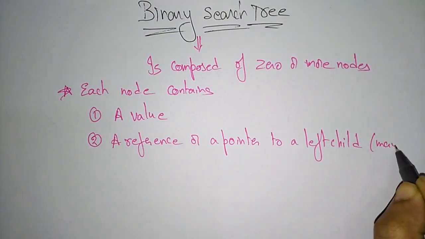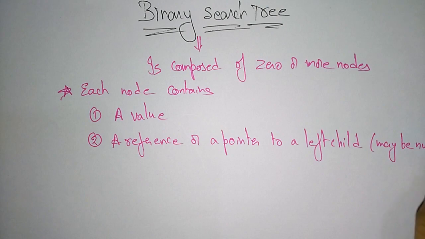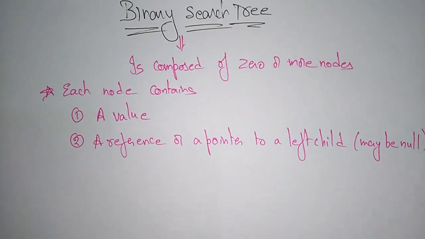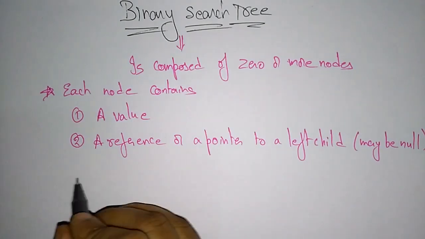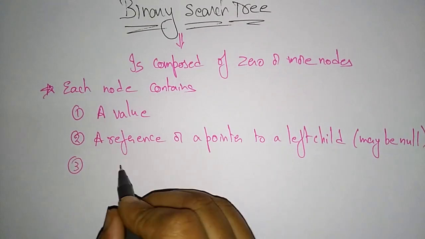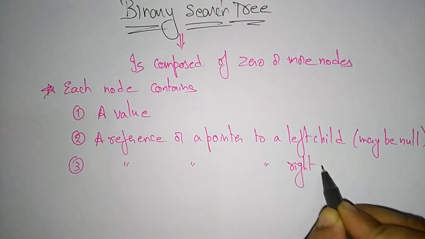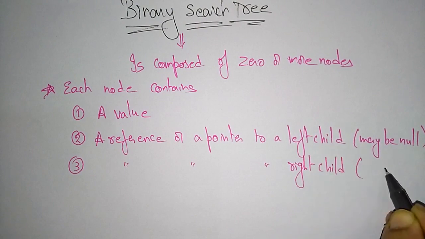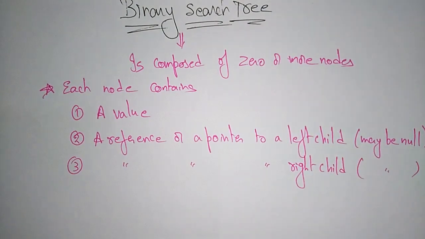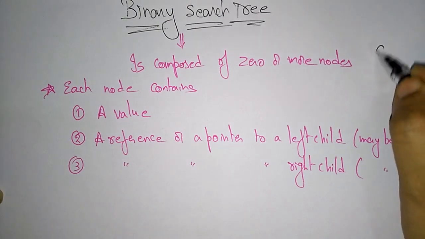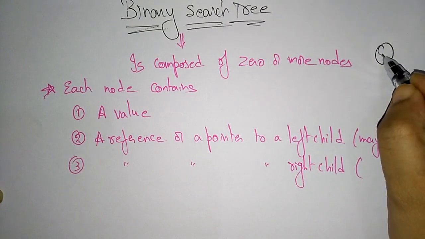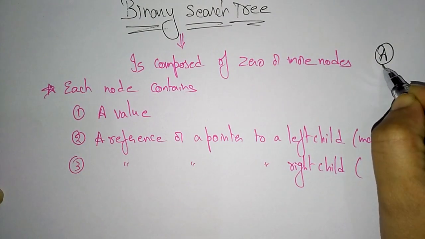A left child contains a null value or it contains any data item value. And the third one is a reference or a pointer to a right child. Maybe a null. Okay. So whatever node you have taken in a tree, that is a node. You call it a node. Suppose A is a node.